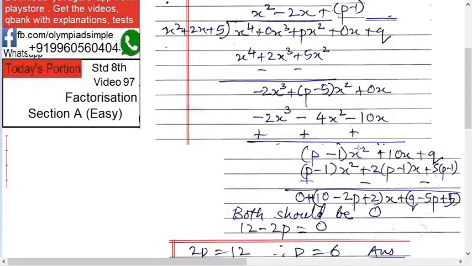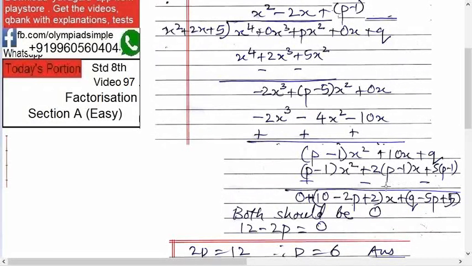So first p minus 1 x square goes off, then this 4, what is this next, 10, and this, see here 10 minus 2p minus 2, right, plus 2, sorry, 10 minus 2p, so 10 minus 2p plus 2, right, because minus sign over here, and here q minus 5p plus 5.